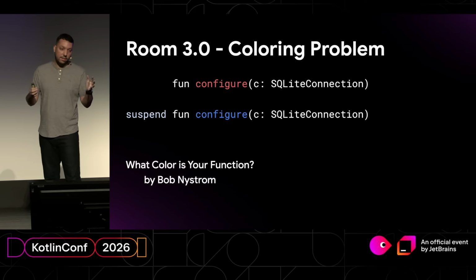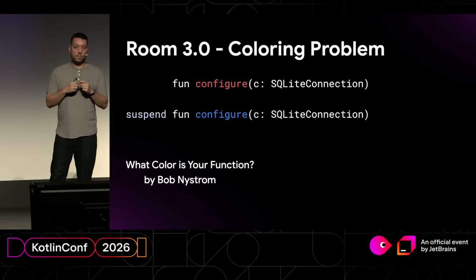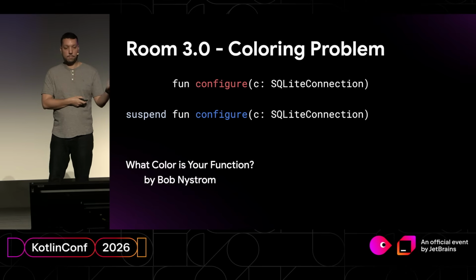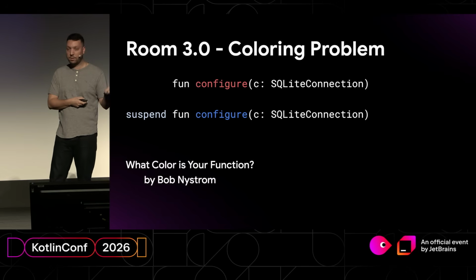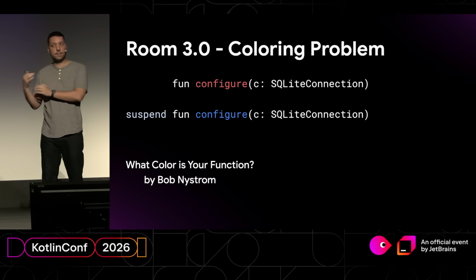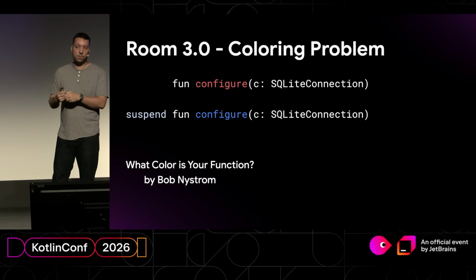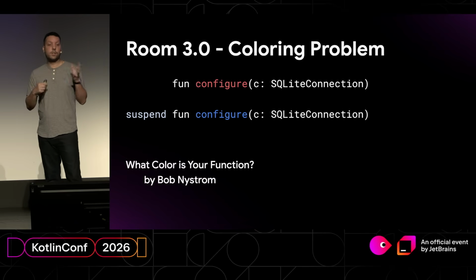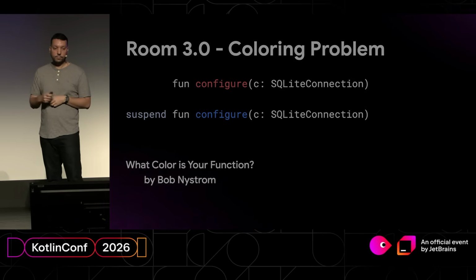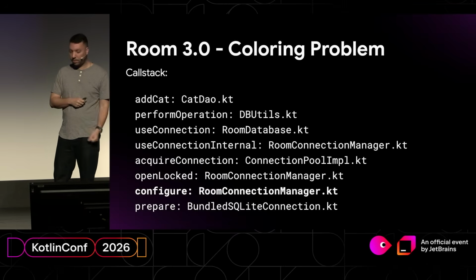And I didn't invent this. It's a problem that's in other languages, and it's well explained by a blog post by Bob Nystrom called What Color is Your Function? Because this is a problem that doesn't only exist in Kotlin. Other languages have this issue, like JavaScript with the async keyword, Dart, I believe, C#. They run into the same problem because of the async language feature.